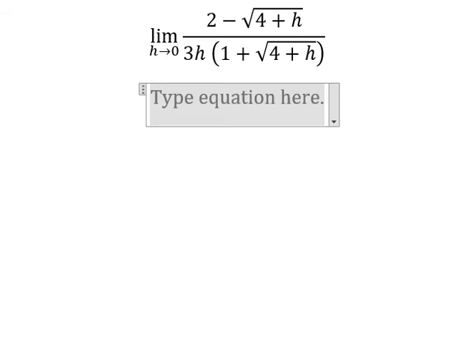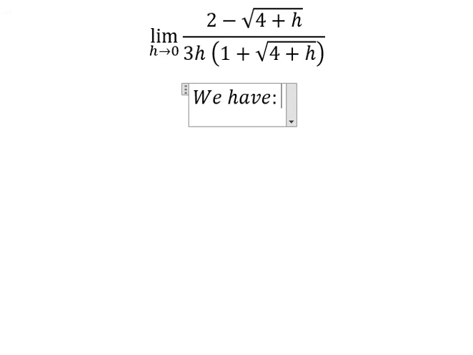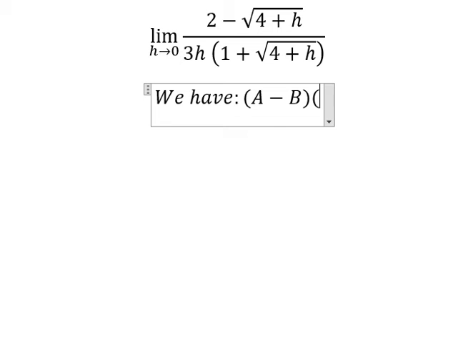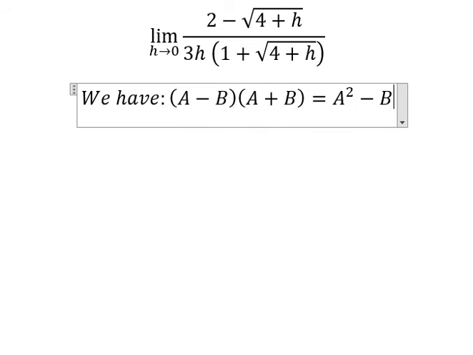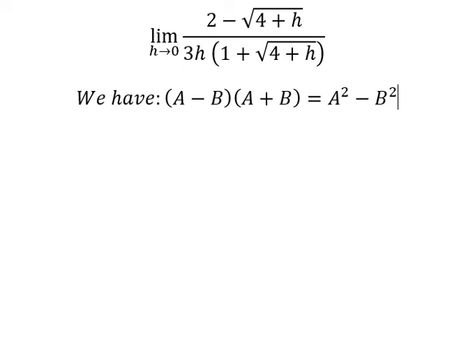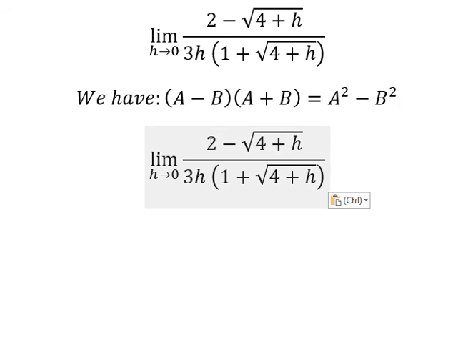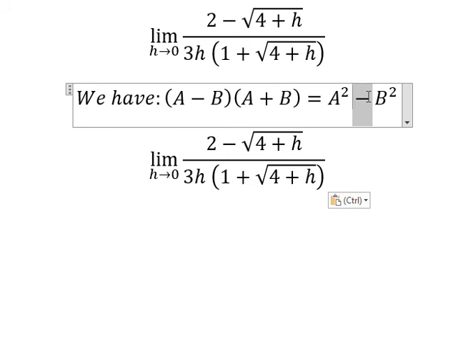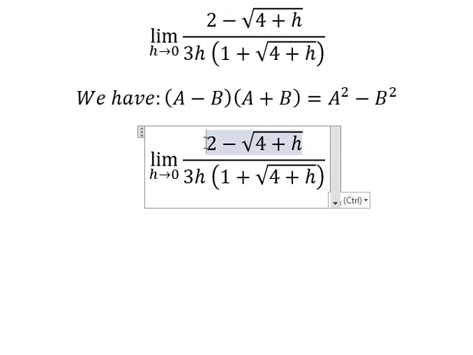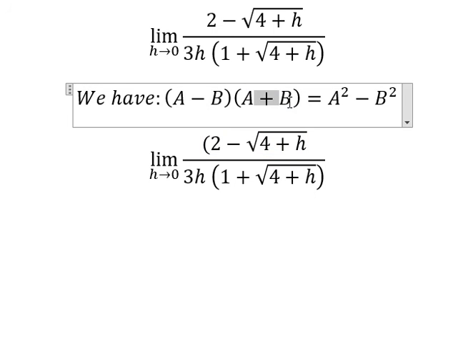We have the formula in here. That is about a minus b multiplied by a plus b equals a square minus b square. So for this one, we have a minus b. So we want to create a square minus b square to cancel h in here. To do this one, we need to multiply by a plus b on the numerator and denominator.